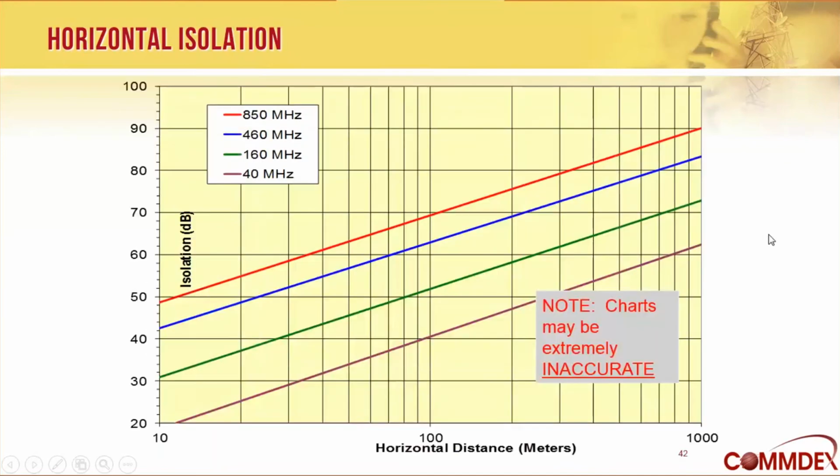And so here's a chart again that shows us the effect of horizontal isolation. And picking on VHF again, if we want that same 56 dB of isolation that we had vertically at 10 meters, we need about 100 meters of horizontal space to do the same thing. So you can see that vertical isolation, if you can do it, is much more effective than horizontal isolation.